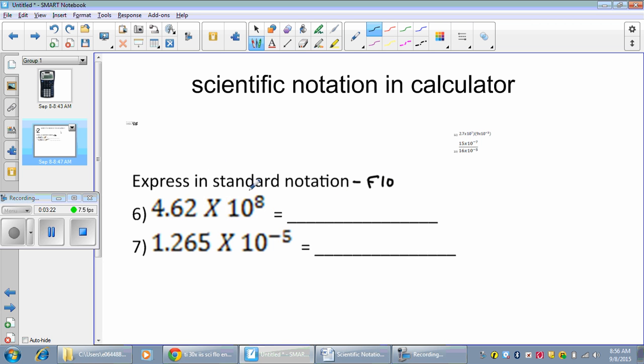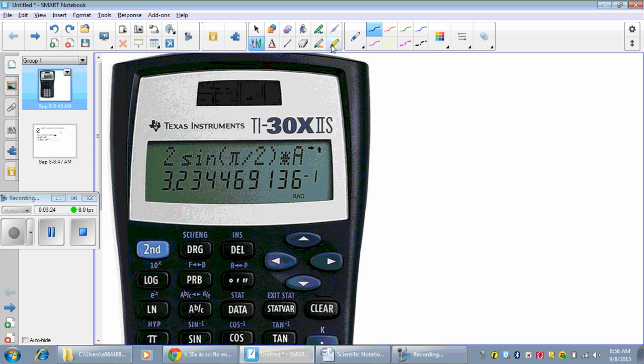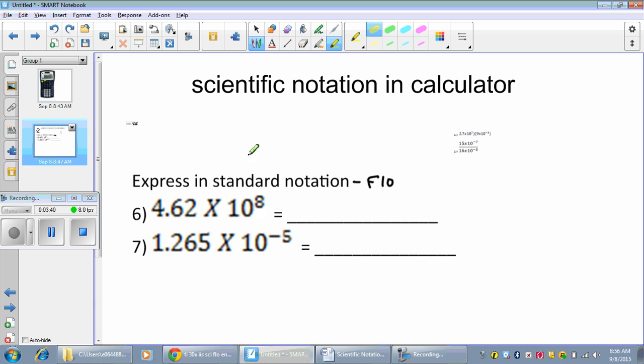Okay, now what you're going to do, go back to your calculator, and you're going to hit second science engineering again, and this time you are going to hit the flow button, which should be the first one. So just scroll over, make sure flow is underlined, and then just hit enter. Once you do that, if this is fast, just go ahead and pause and listen to it again. Okay, so I'm going to make sure I am in flow.